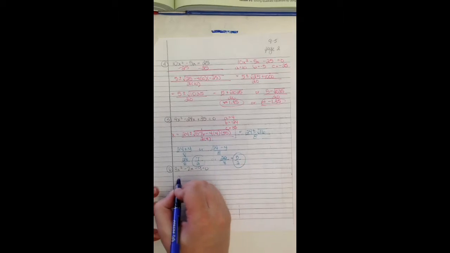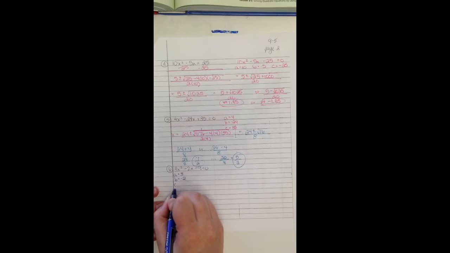Okay, let's do the next one. Already equal to 0, so A equals 3, B equals negative 2, C equals negative 9.